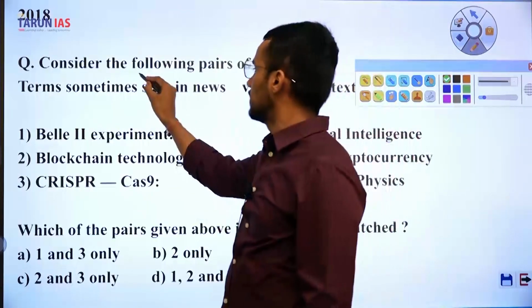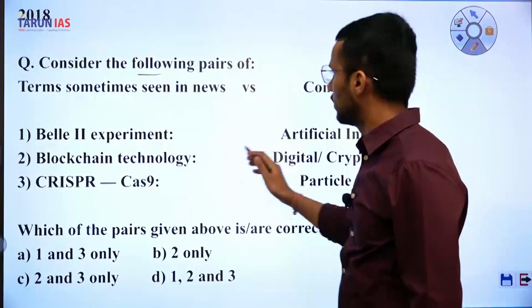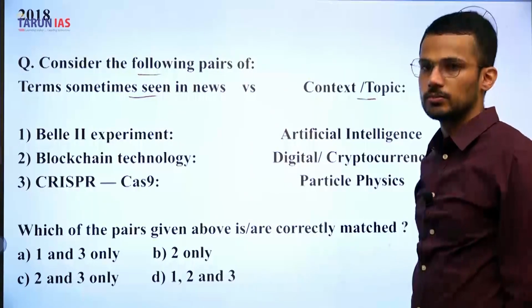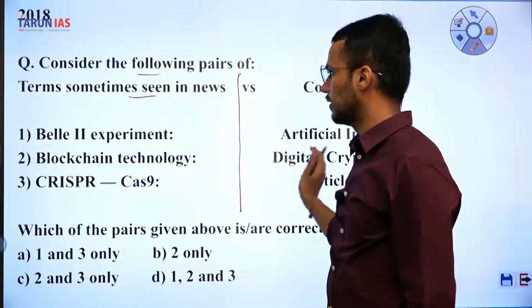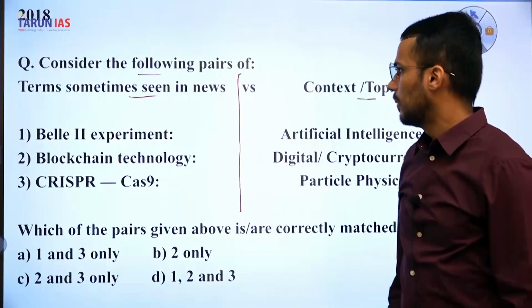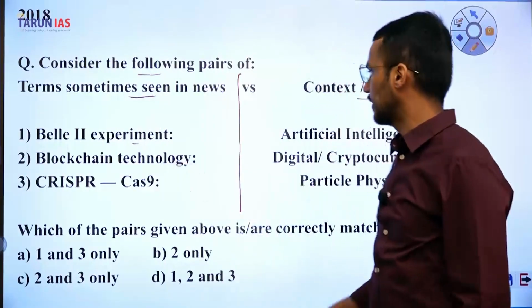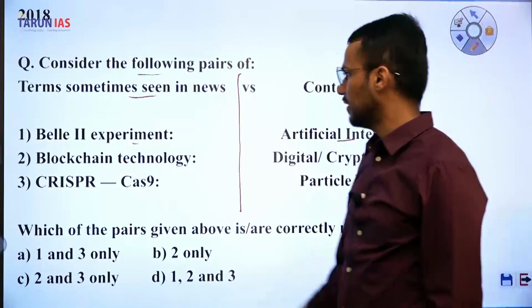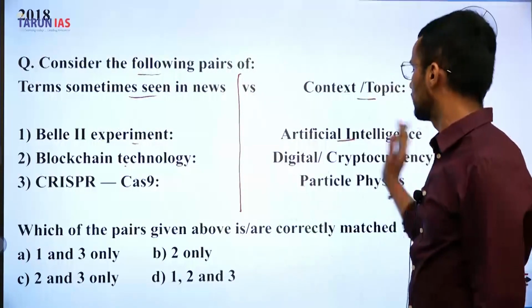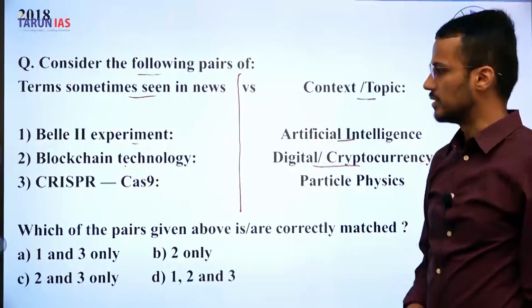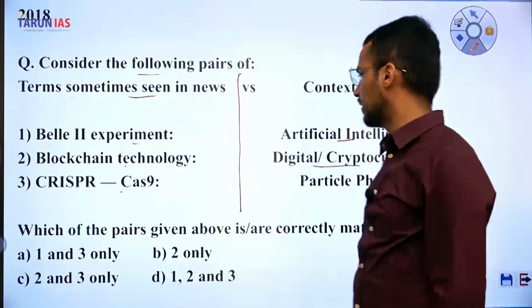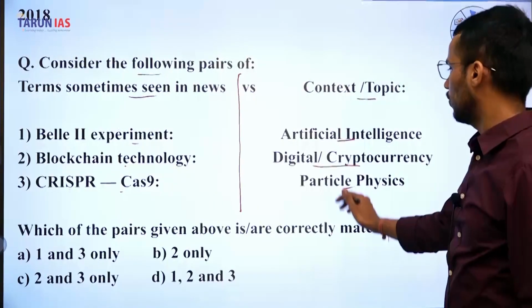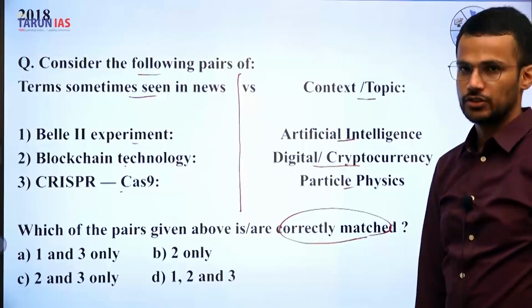First question is, consider the following pairs of terms seen in the news and the context or topics related to those terms, right? So we have certain terms and the context of those terms. First, BICEP experiment, matched with artificial intelligence. Second, blockchain technology, and its context is digital or cryptocurrencies. Third, CRISPR-Cas9, and its context is particle physics, right? So we are supposed to find out which are the pairs that are correctly matched.